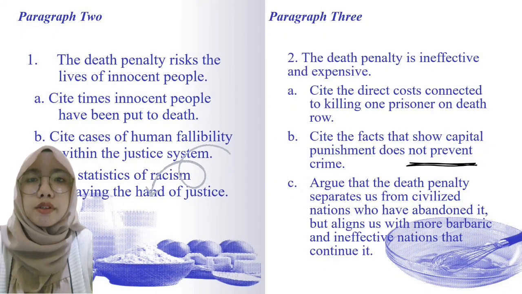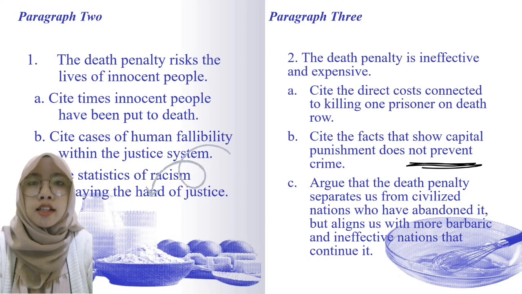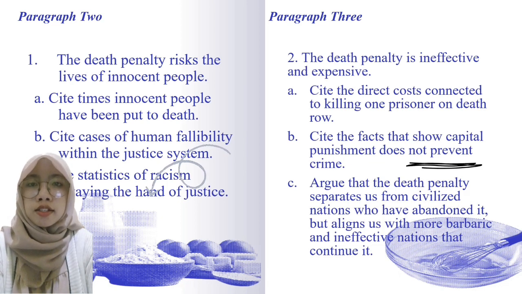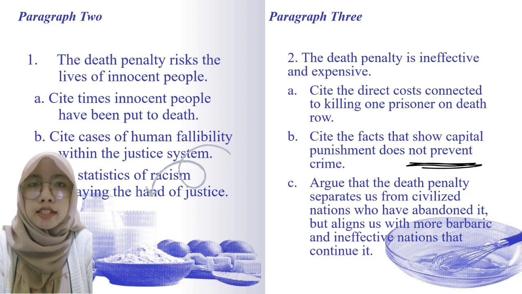Paragraph 2. The death penalty risks the lives of innocent people. A. Cite times innocent people have been put to death. B. Cite cases of human fallibility within the justice system. C. Cite statistics of racism swaying the hand of justice.